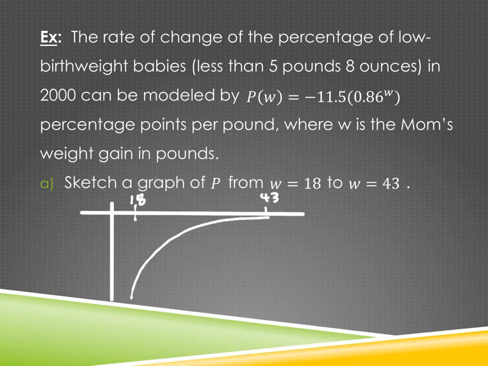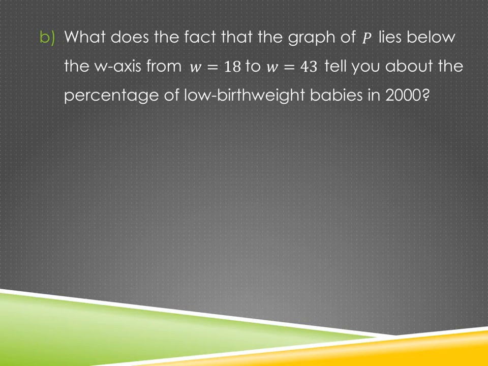A couple questions it's going to ask us. The first one says, what does the fact that the graph of P lies below the W axis from W equals 18 to 43 tell you about the percentage in low birth weight babies since 2000? What does the graph being below the axis mean? It's negative, okay. This is actually, remember, this is in percentage points per pound, so it's a rate of change. So what does it mean for a rate of change to be negative? It means that the original graph is decreasing, okay?